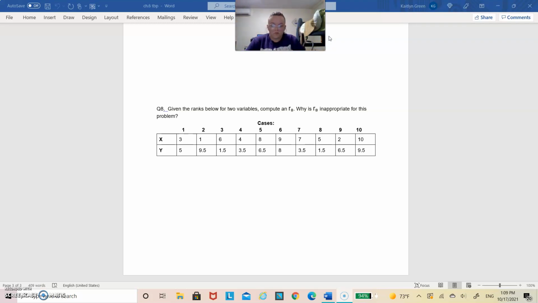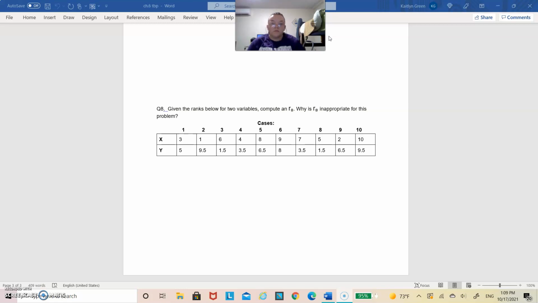But whenever we put that in the equation, we get 1 minus 6 times 145 divided by 10 cubed minus 10. And we end up finding that RS is equal to 0.121. And the reason why this is actually inappropriate for the problem is because the data did not follow a linear pattern. I don't know if you could see it in my di squared values, but essentially they were all over the place, but they ended up making more of a parabola shape rather than a linear shape, which means that this would not have been an appropriate equation for the data in this problem.